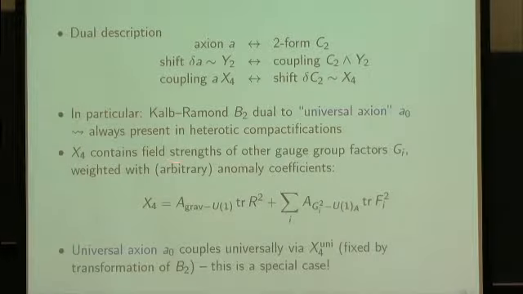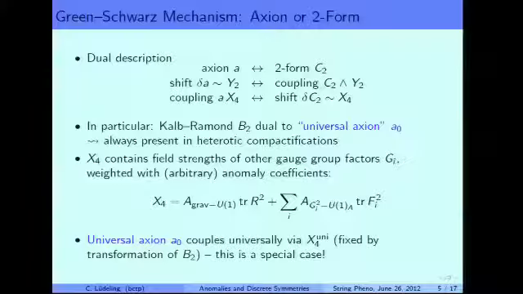And of course, this X4, just by construction, can only contain basically things like trace R squared and trace F squared for various gauge groups, and has a bunch of coefficients. And these are just the anomaly coefficients you would calculate via, say, triangle diagrams. So these A's would be a sum over charges times Dynkin indices or so. And of course, the universal axion a0 is universal because the coupling is universal. So for this a0, there's one distinguished X4, which is basically fixed by supersymmetry, or by the transformation of B2, which is again fixed by supersymmetry already in 10 dimensions.